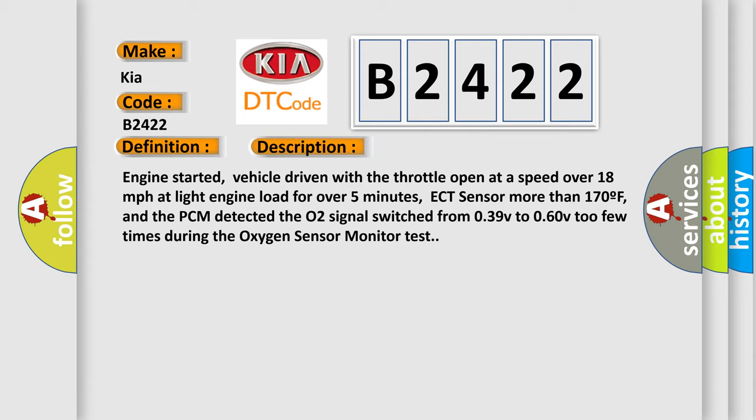And now this is a short description of this DTC code. Engine started, vehicle driven with the throttle open at a speed over 18 miles per hour at light engine load for over 5 minutes, ECT sensor more than 170F, and the PCM detected the O2 signal switched from 0.39V to 0.60V too few times during the oxygen sensor monitor test.